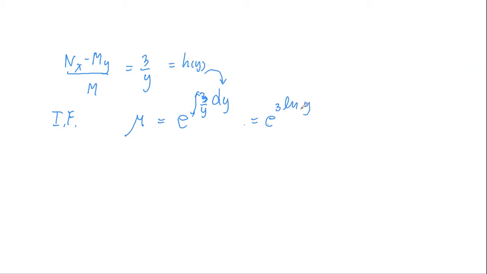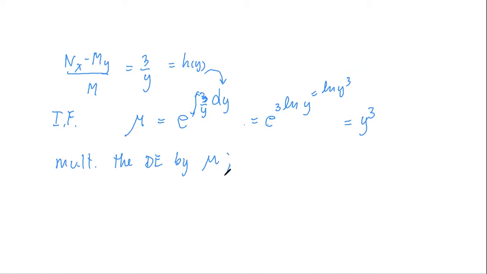We can omit the absolute values, understood to be the positive term. Then this is the same as natural log of y to the third. So e to the log y to the third will give you y to the third as the integrating factor mu. Okay? And how do we use mu? We're gonna multiply the original differential equation by mu.